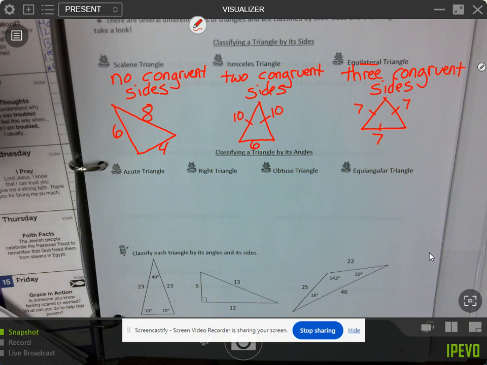On the bottom here, it says classifying the triangle by its angles. So what do all the angles equal to, Madison? 180. So now we care about that 180 degrees because we're talking about their angles. If it is an acute triangle, anybody have a guess what that means? Lilia.